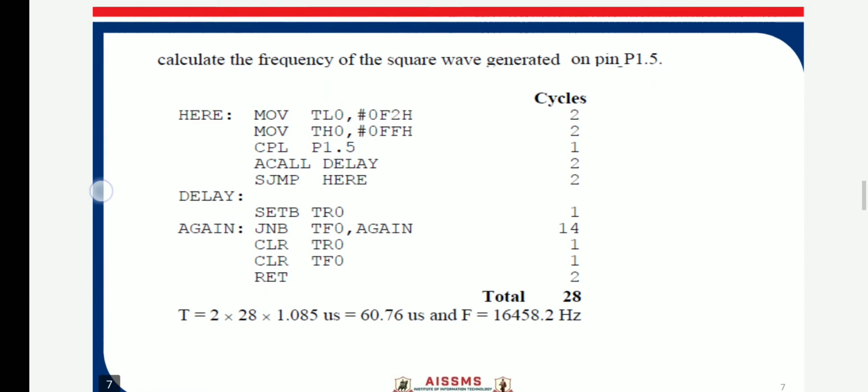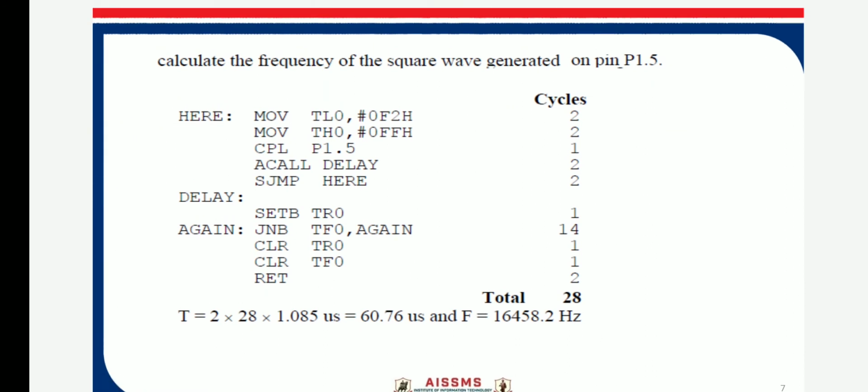These are a few examples. In this example, we have to analyze the square wave generated on pin P1.5. Here, the TL0 and TH0 registers are loaded with initial values 2F, FF. Then we take the complement of port P1.5, then call the delay and SJMP here, which means we are repeating this loop. Now the delay is one of the subroutines.